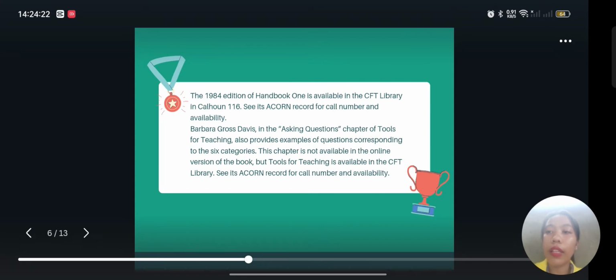Next, the 1984 edition of Handbook 1 is available in the CFT Library in Cole Hall 116. See its Acorn record for call number and availability. Barbara Gross Davis in the Asking Questions chapter of Tools for Teaching also provides examples of questions corresponding to these categories. This chapter is not available in the online version of the book, but Tools for Teaching is available in the CFT library. See its Acorn record for call number and availability.